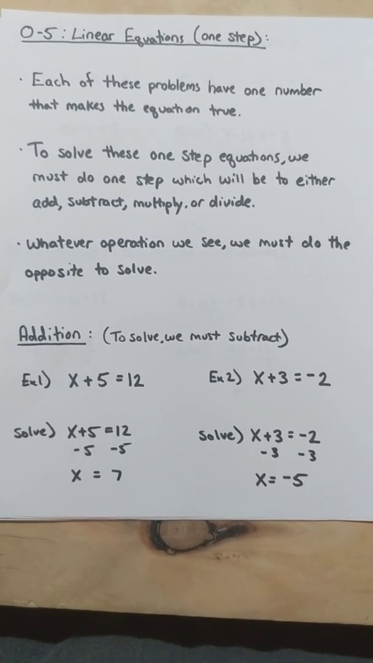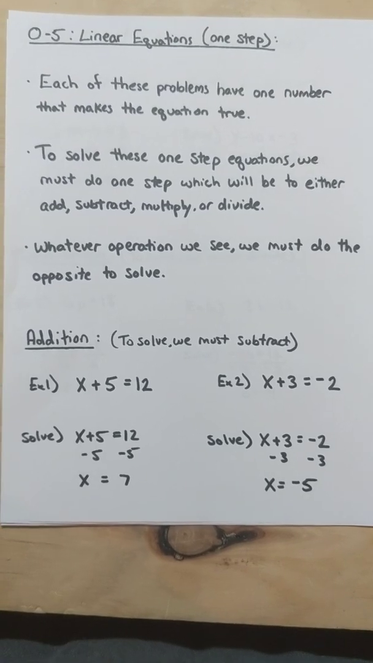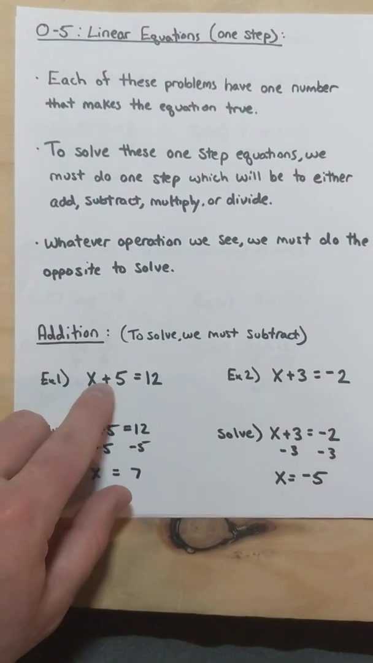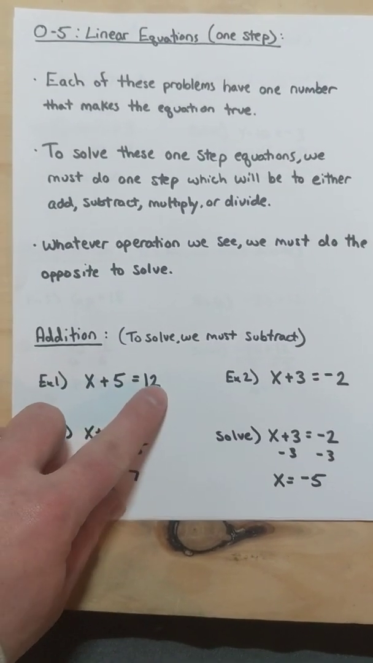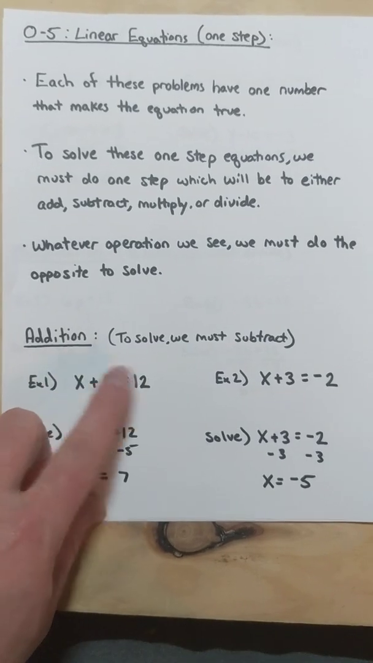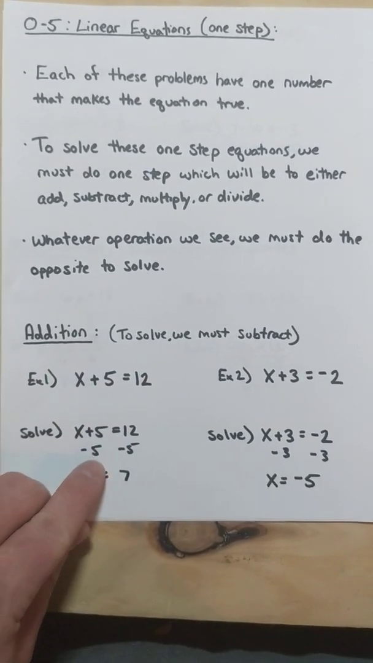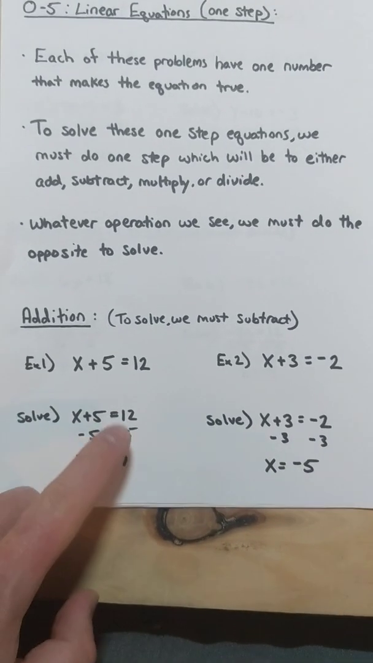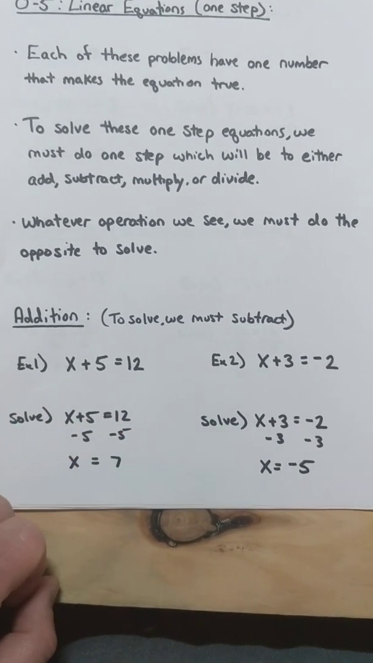Now since I see plus, I'm going to subtract. So to solve it, I will subtract 5 from both sides. Now this is one side, and this is the other. The equal sign divides one side from the other. So when I subtract 5 from this side, I subtract 5 from this side. 12 take away 5 is 7.